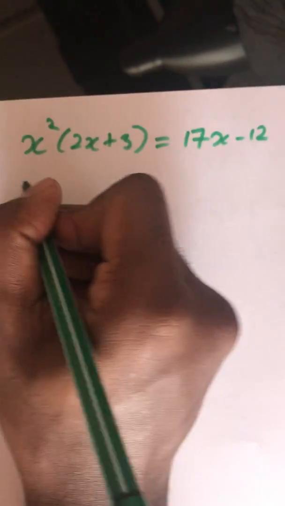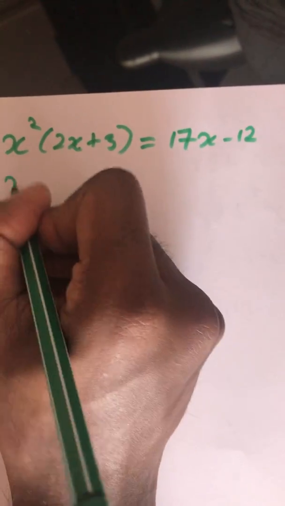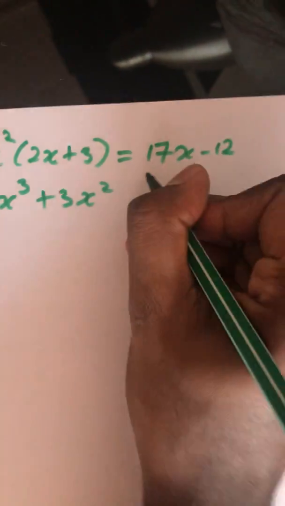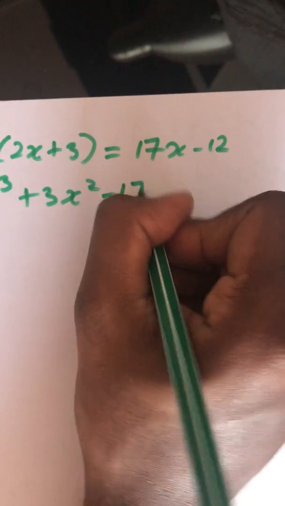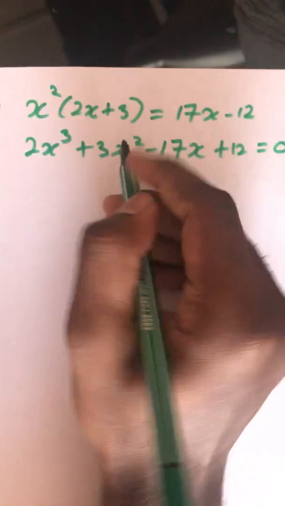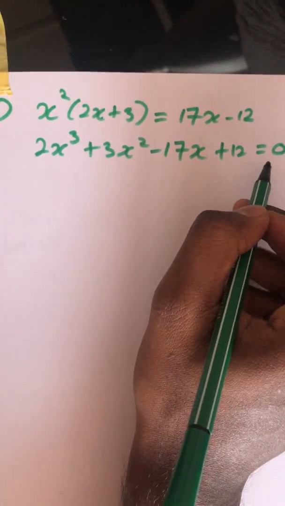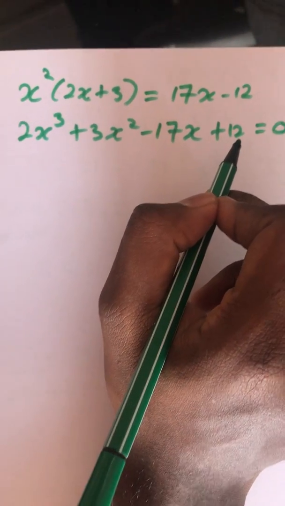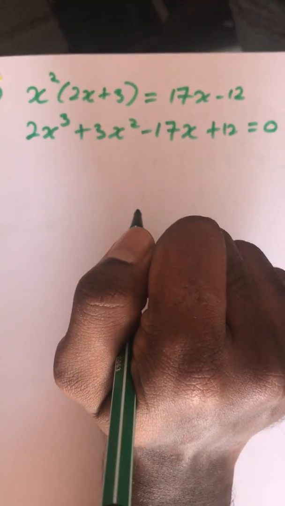So I'm going to do the same step here. x squared times 2x is 2x cubed. x squared times 3 is 3x squared. This will become, you shift over negative 17x, you shift over to become positive 12. Okay, done. Once we reach here, we see whether we can do anything or not. If you notice, there's nothing much we can do here. Next step, we try to solve, because the question says to solve.